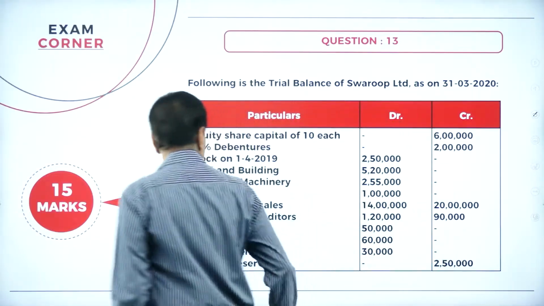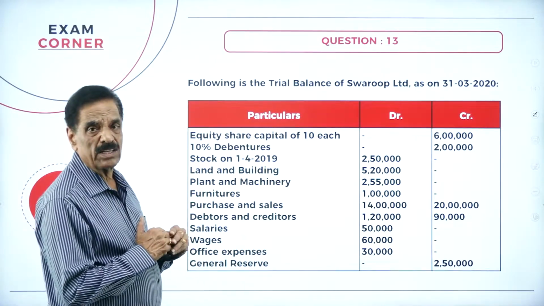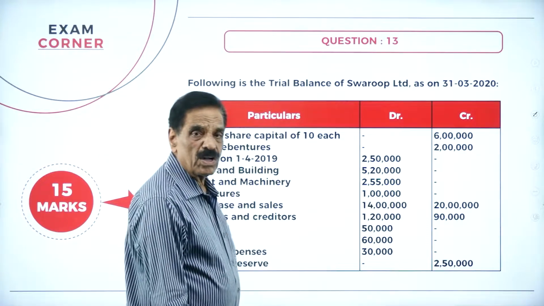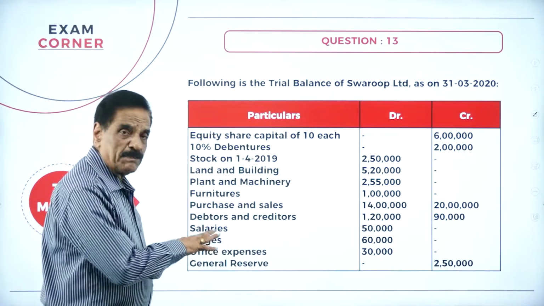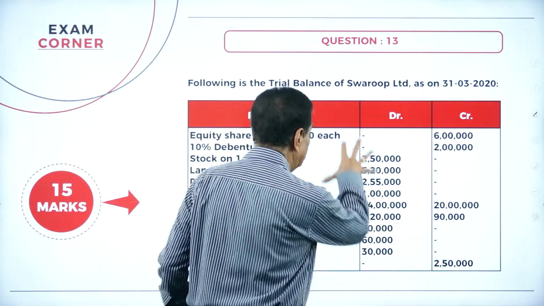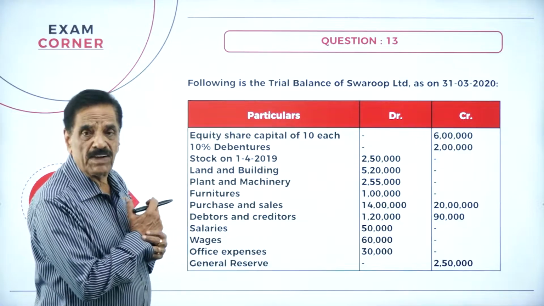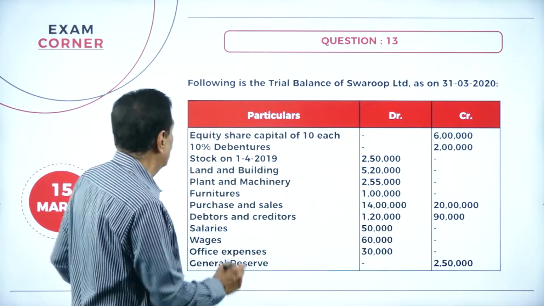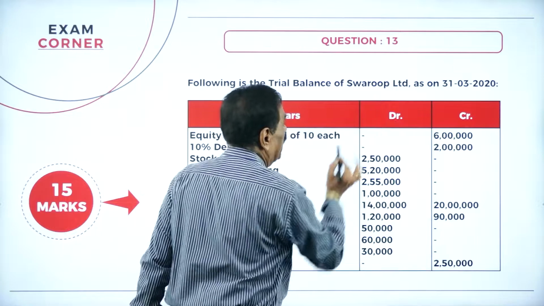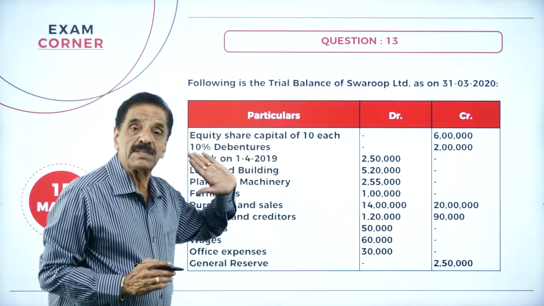So this is a trial balance for the final accounts. This year, you have to do it according to Schedule 3, 2013 of the Companies Act. You have to do it separately. They will give the trial balance. So the second question goes in favor of company final accounts. The following is the trial balance of Sarup Limited as on. So this is a trial balance given by the company.